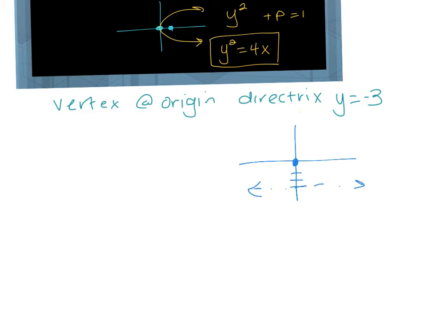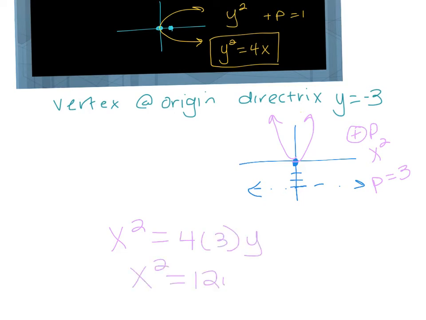That tells me this points in which direction? Up. And p, which means it's a positive p and an x squared. And p is what? 3. Good. Distance from the vertex to the directrix or vertex to the focus. So it would be 3. So I'd get x squared equals 4 times 3 times y, or 12y.